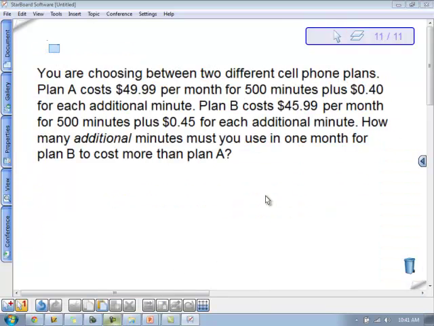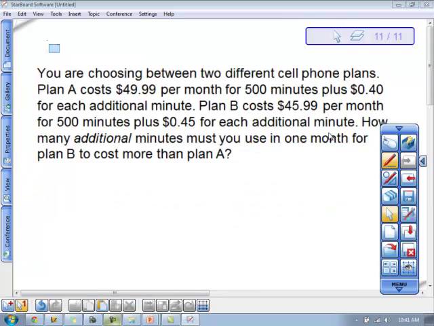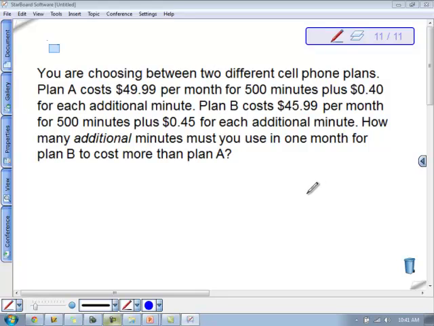Okay, I guess the hardest problems you guys are going to have to do are when you have to write your own inequality from reading, because then you have to translate from English to math. So here's an example of that, and it's also an application problem then. All right, so you are choosing between two different cell phone plans.